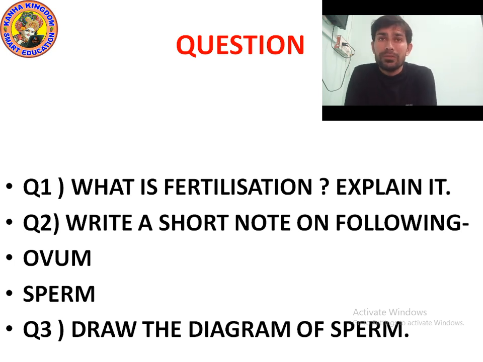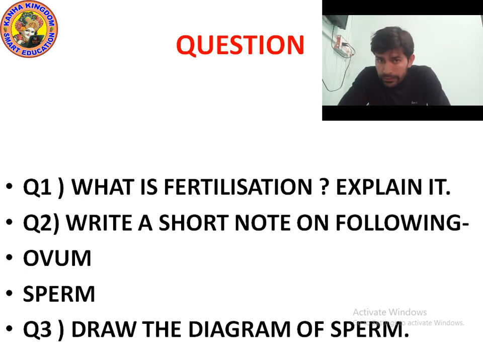If we talk about the process of fertilization in detail, then we can say that the male and female gametes are released from the male and female reproductive organs. Sperm, or male gametes, are released from the male reproductive organ, and these sperm then enter the female body through the vagina. Then they travel through the fallopian tube, where they meet the egg. Hence, the process of fertilization takes place in the fallopian tube.